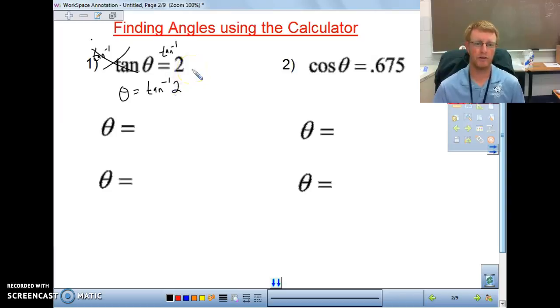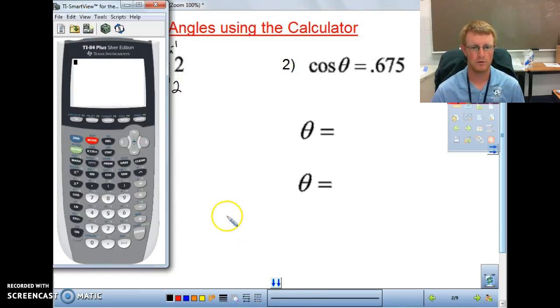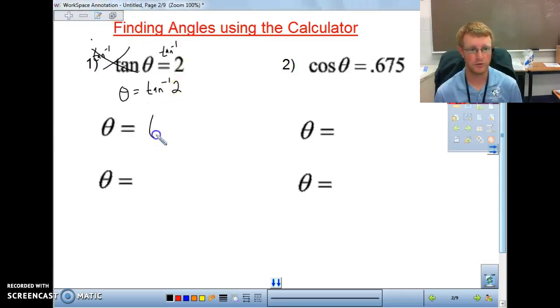Now, certain things we have to be able to use the calculator for. So if we want to use the calculator, we will say the inverse tangent of 2 using our calculator. We go second tangent 2 equals, and you notice we get 63.4. Well, that's in degrees because that's the mode our calculator's in. So 63.4 degrees, that's our answer in degrees.